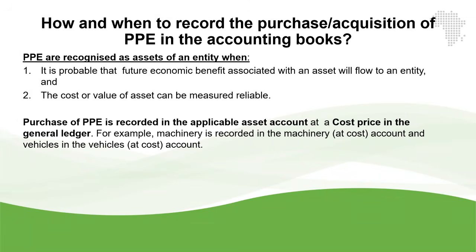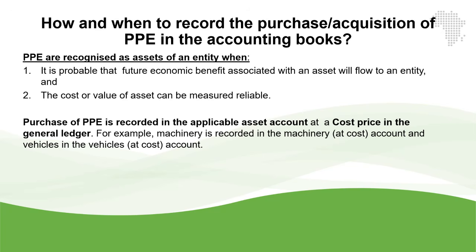So now I just want us to answer this basic question: how and when to record the purchase or the acquisition of property, plant and equipment in the accounting books. Two criteria are very important before you can recognize the property, plant and equipment. Here we are saying property, plant and equipment are recognized as assets of an entity when it is probable that future economic benefits associated with an asset will flow to an entity and the cost or value of an asset can be measured reliably.